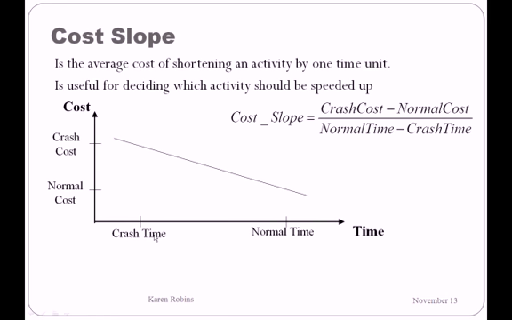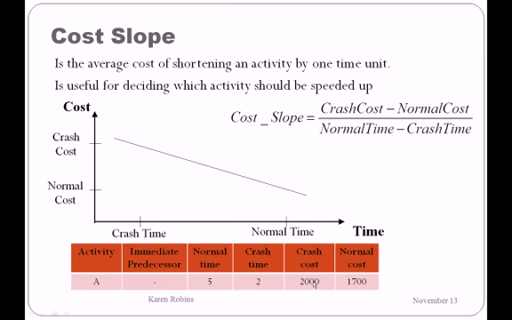In order to decide which activity should be speeded up, we use the formula for the cost slope in order to compare the activities. So we find the crash cost minus the normal cost, divided by the normal time minus the crash time. Let's look at an example.